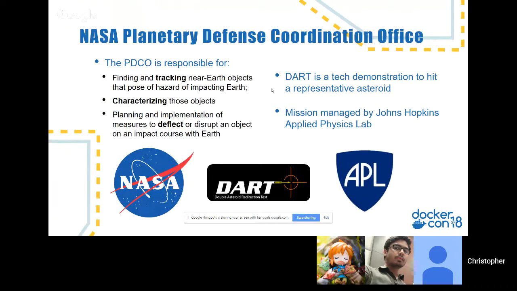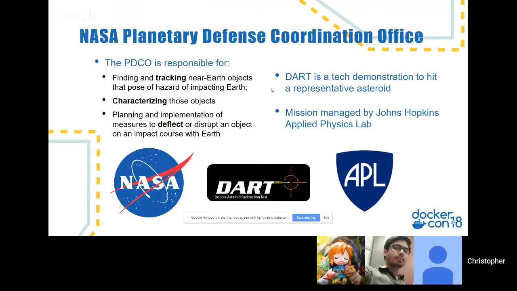Docker stuff. So we're out of the Planetary Defense Coordination Office. It's responsible for finding and tracking near-Earth asteroids, or near-Earth objects, so anything that potentially could strike Earth. We want to make sure that we characterize those objects, and the Planetary Defense Coordination Office is actually responsible. The U.S. has given its charge to deflect or disrupt those objects that could potentially impact Earth.